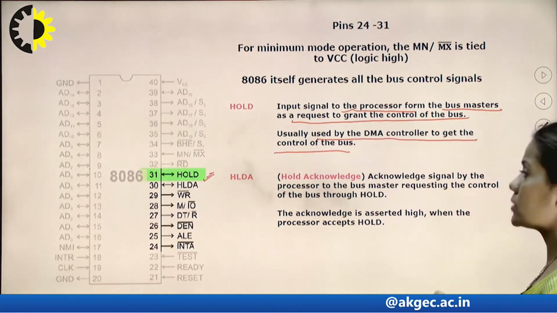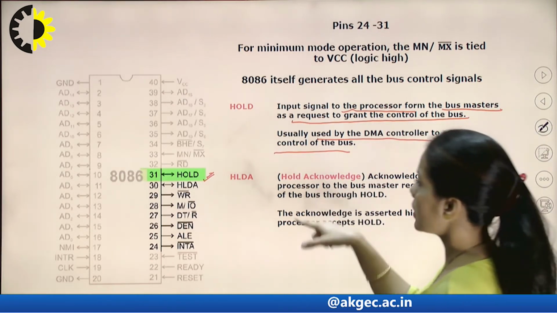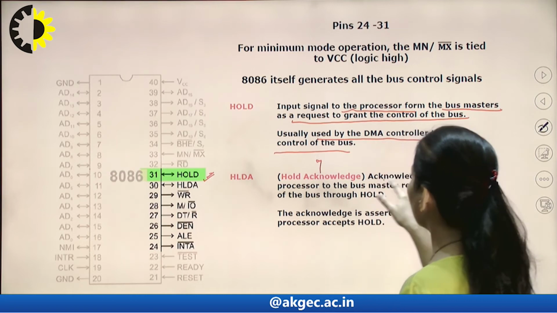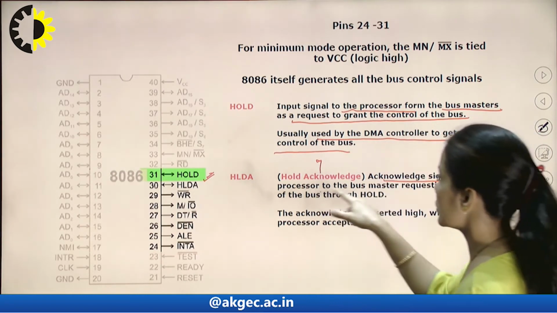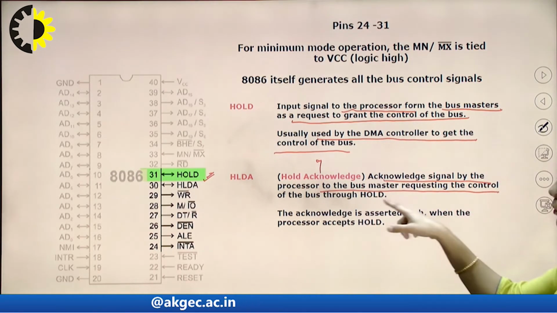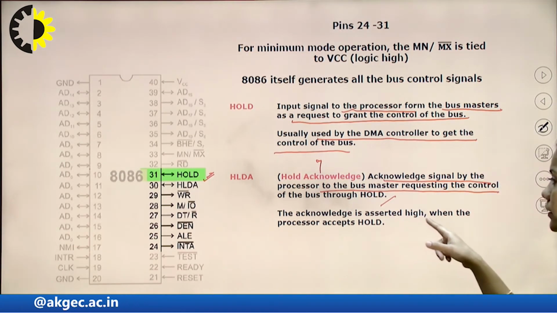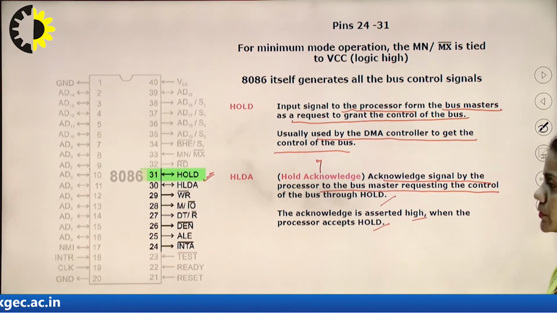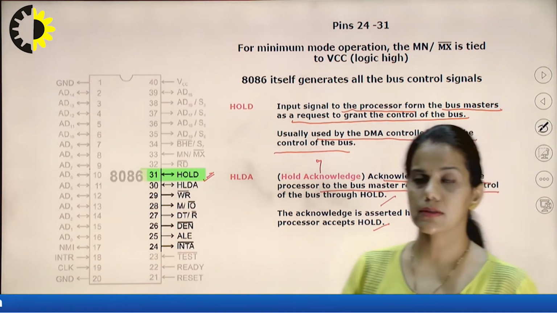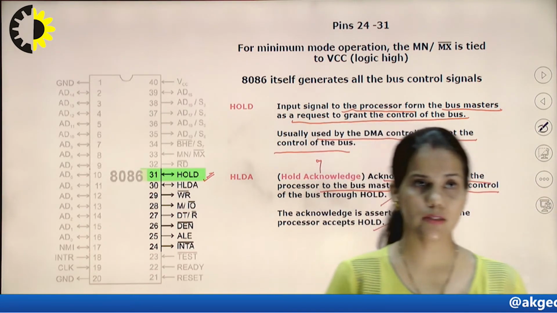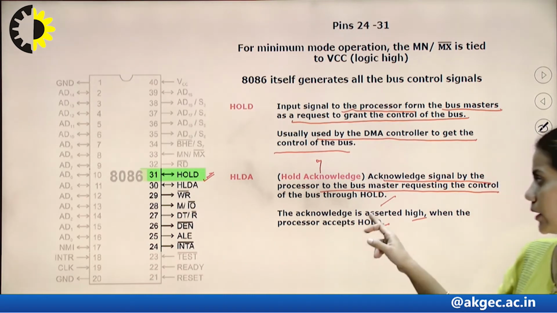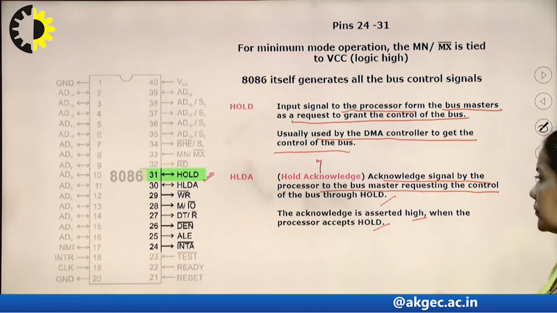Now what is the role of HLDA? This is the acknowledgement signal by the processor to the bus master requesting the control of the bus through HOLD. Acknowledge is asserted high when the processor accepts the hold. So when the processor accepts the HOLD signal and acknowledges it, then HLDA is asserted high.